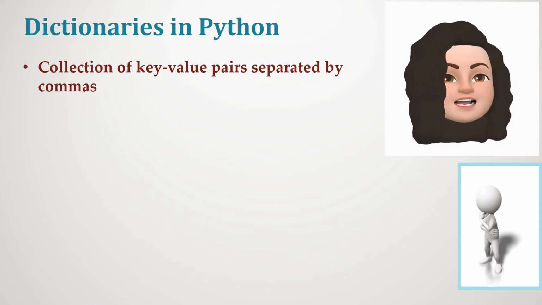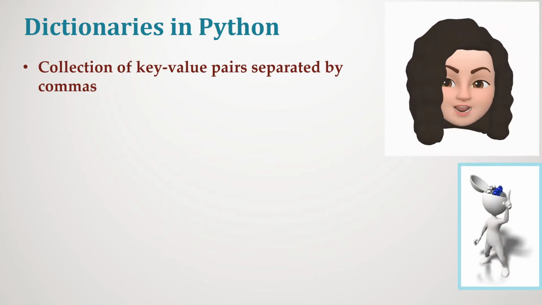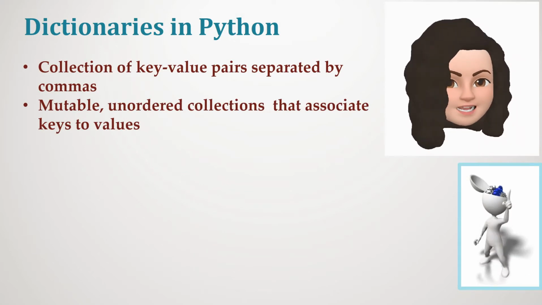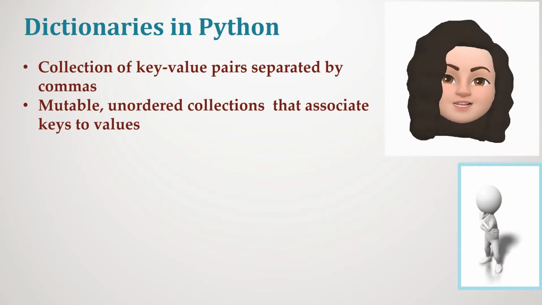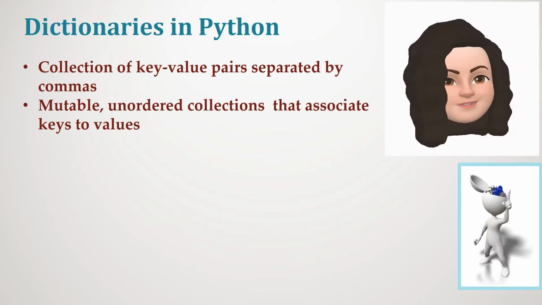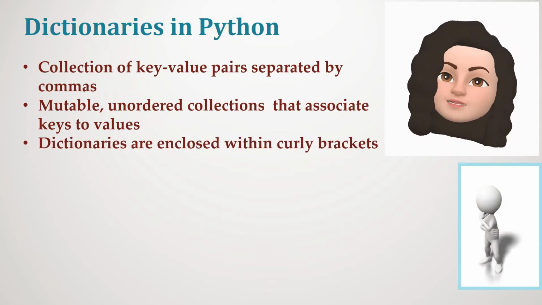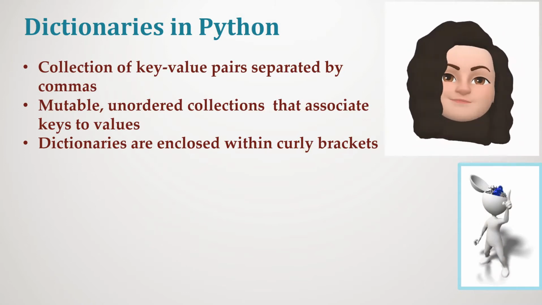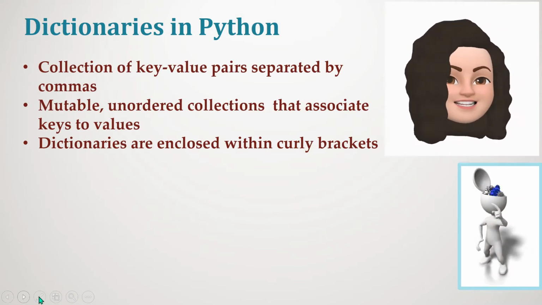Okay, and the dictionary is mutable. It is not arranged in any order. It is an unordered collection of key value pairs, and every key will be associated with its values. Dictionary should be enclosed within curly brackets. List should be enclosed within square brackets. String, quotes; tuples, parentheses; dictionary, curly brackets.